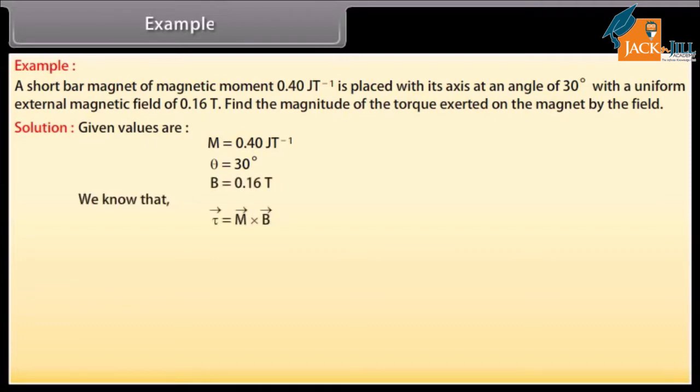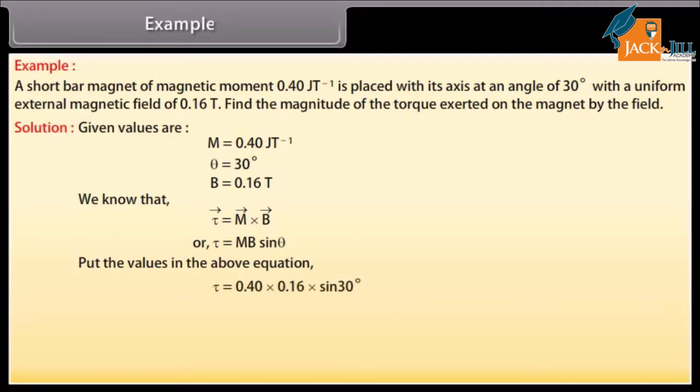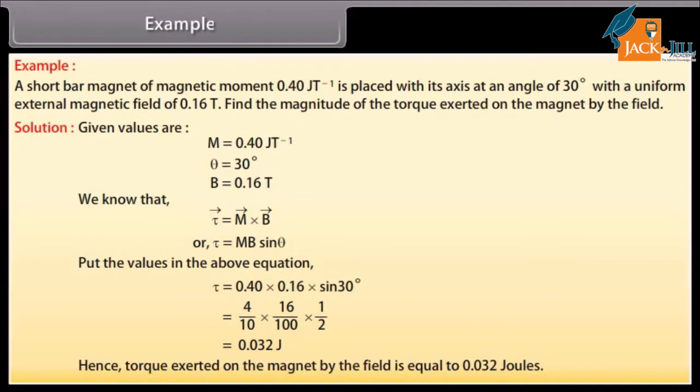We know that τ = m × B, or in terms of magnitude, τ = mB sin θ. Put the values in the above equation. τ = 0.40 × 0.16 × sin 30°. On calculating the equation, we get the value of τ, which is equal to 0.032 joules. Hence, torque exerted on the magnet by the field is equal to 0.032 joules.